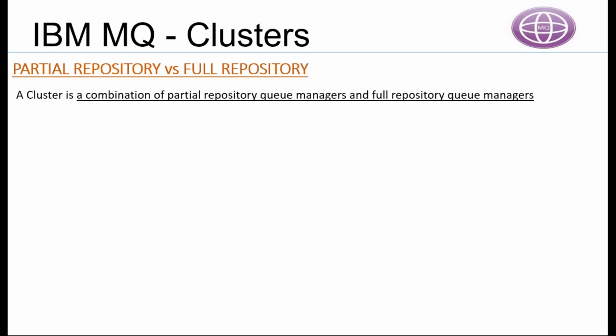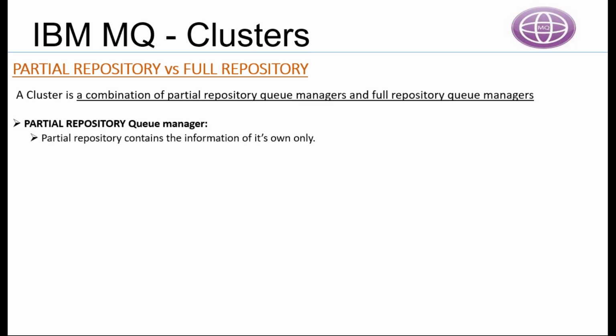A cluster is a combination of both partial repository queue managers and full repository queue managers. If you take any MQ cluster in any project across the world, definitely it must have both full repository queue managers and partial repository queue managers. Now let's see what is meant by a full repository queue manager and what is meant by a partial repository queue manager. First, let's talk about the partial repository queue manager. A partial repository queue manager contains the information of its own only.